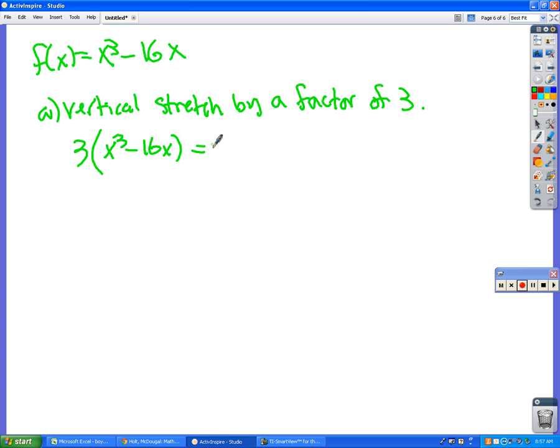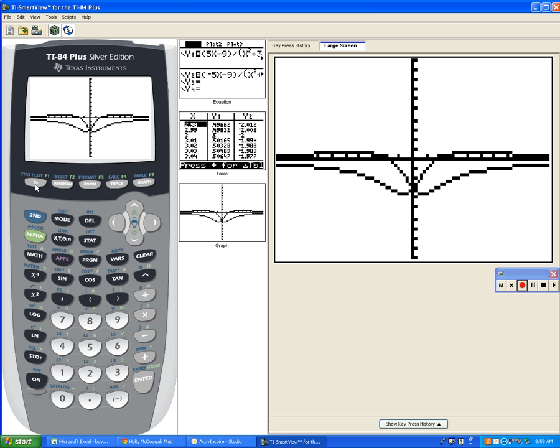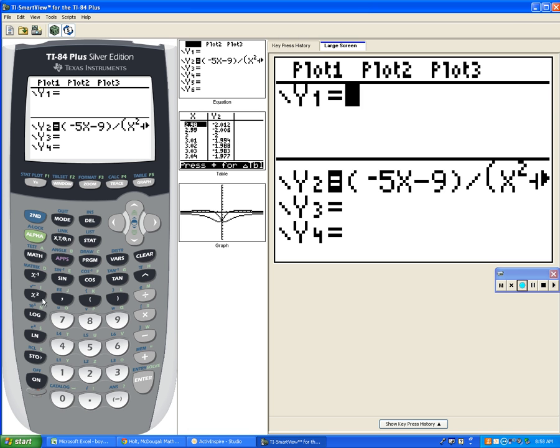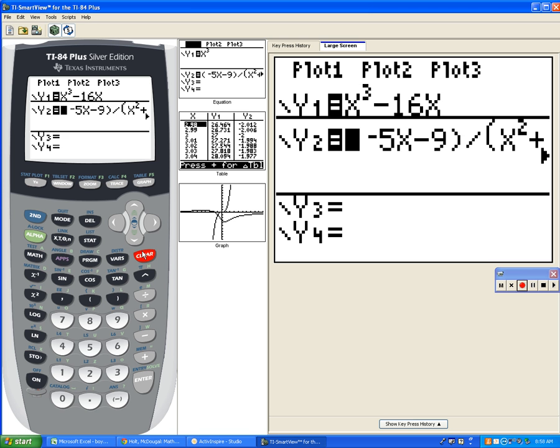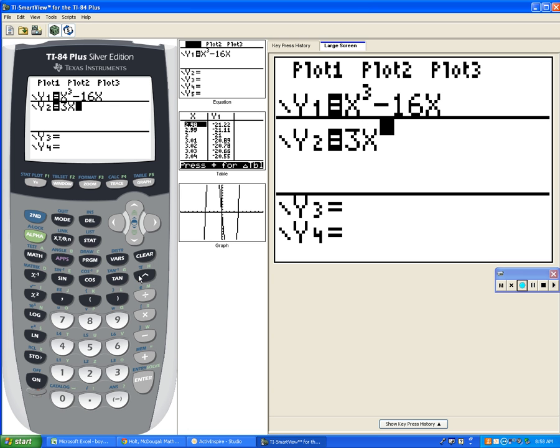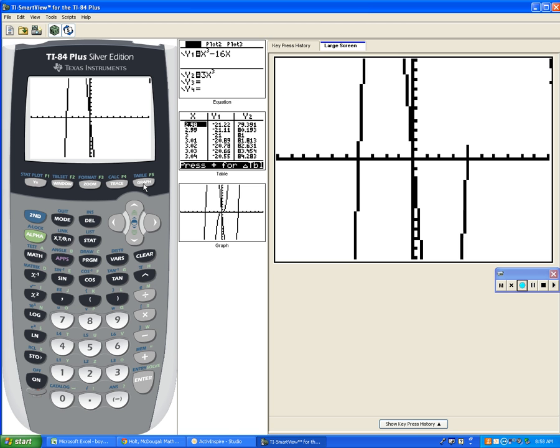And I'll simplify that a little bit. That gives me 3x cubed minus 48x. Okay, so let's take a look at those two graphs. The first one was x cubed minus 16x. Then the next one we multiplied by 3, so we have 3x cubed minus 48x. Sometimes these are a little bit more difficult to see, but there is the original one, and now we can't even hardly see the other one.